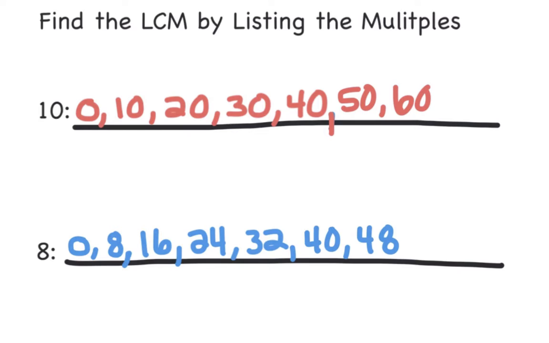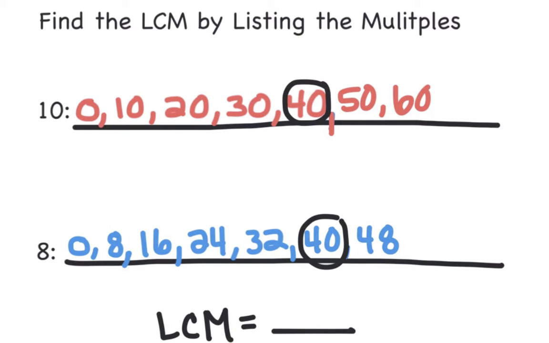Let's stop and look at our list again. Now do we have a common multiple? We sure do. They have 40 in common, and you can see so far that it is the smallest multiple that 10 and 8 share. So therefore, the least common multiple of 10 and 8 is 40.